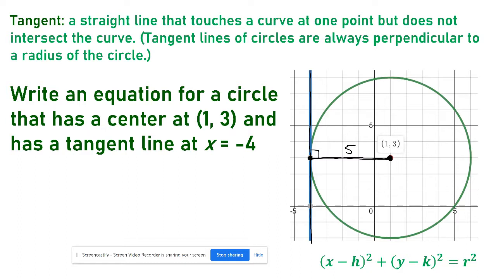And so now I actually have all the information I need because I already knew the center. The center was (1, 3). So I have (x - 1)^2 + (y - 3)^2 = my radius squared. My radius here is 5, so equals 5 squared. So that's my equation for that one.